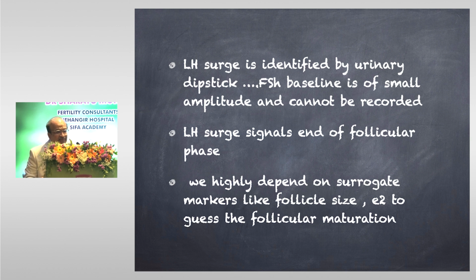And we highly depend then on the surrogate markers like follicle size and E2 to guess the follicular maturation. We say the follicle size is 18 millimeter on day 8, and we say, well, she must have started a follicular phase earlier. Or the follicle is 18 millimeter on day 16, we say, well, she has a long follicular phase. But these are all surrogate markers. We really don't know when the follicular phase ever started.